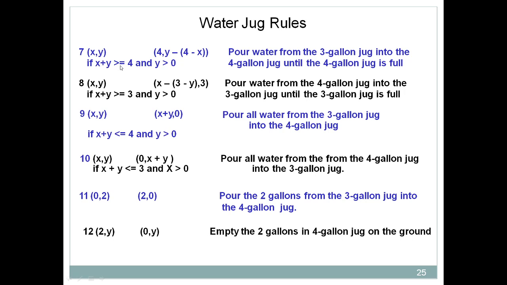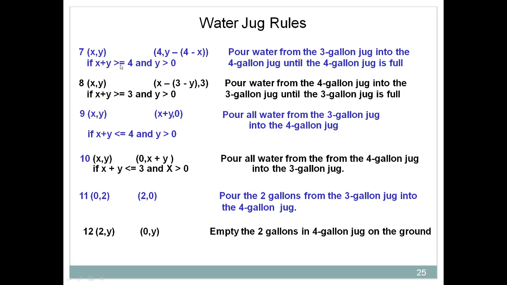Because if the 4 gallon jug is already full and you say that you have transferred some amount of water, is it possible to transfer any water? No. That's why we have written that x plus y should be greater than or equal to 4. Now similarly you can formulate the next rule.